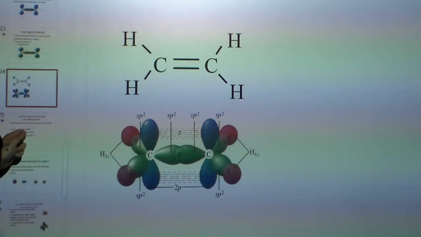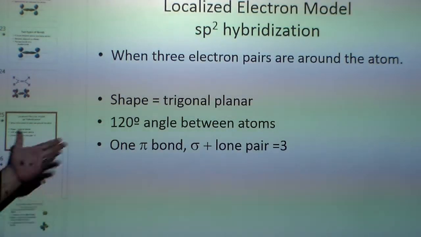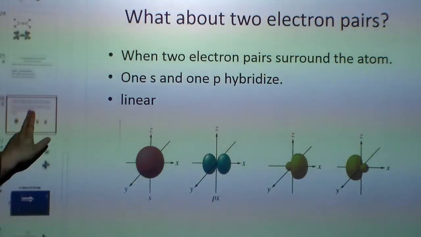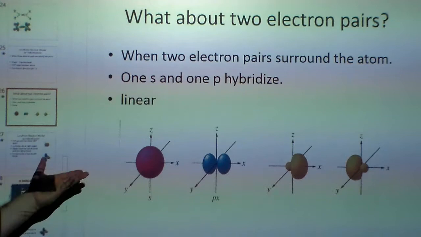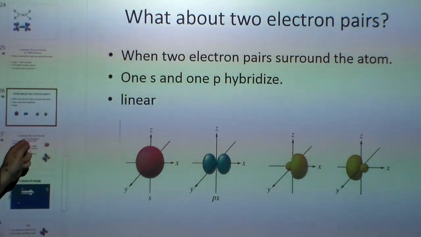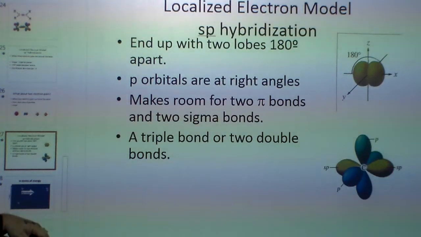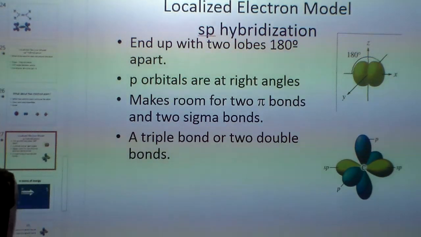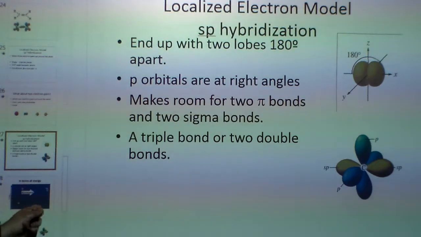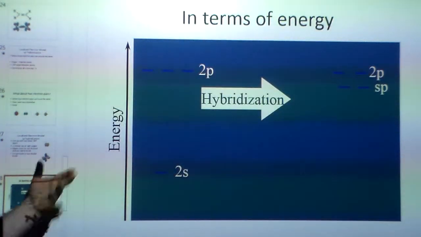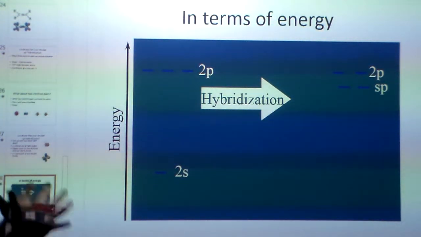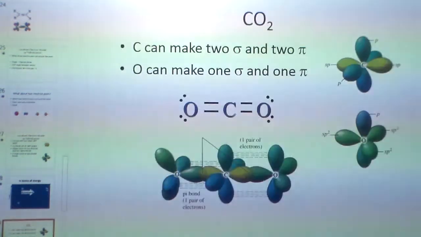So just letting you guys know, I'm going to fly through sp2 hybridization. We already went through that. Okay, what about electron pairs? It gets to be linear, like this. All right, localized electron model, sp hybridization. Again, look at that. It's a mind blower with what these orbitals will do. And again, in terms of energy, look at your sp hybridization. Notice you're not dealing with hybridization at 1s.